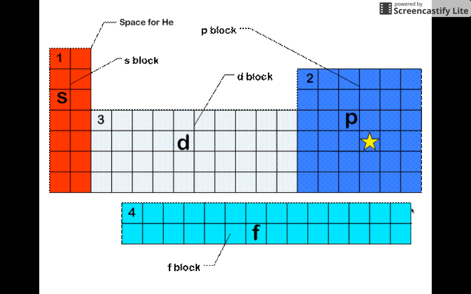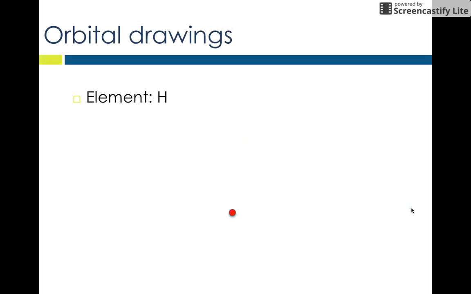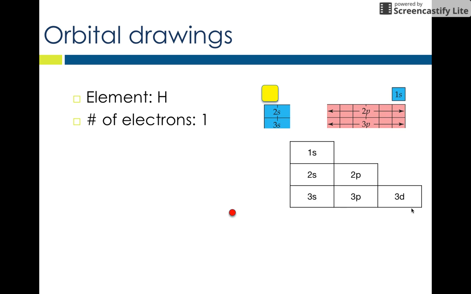So what do we actually do with this? Let's start actually drawing atoms. We'll start with hydrogen. Hydrogen has 1 electron, because it only has 1 proton. And if we look at where it is on the periodic table, it's up here. That's in the s block, and it's in the first energy level. So we have our nucleus there in the middle. We put our 1s orbital. We put 1 electron on it.